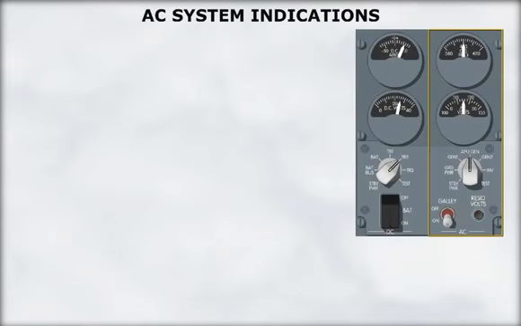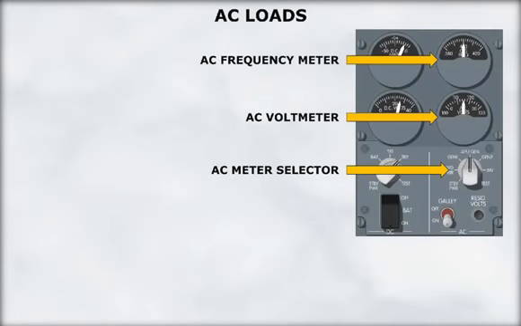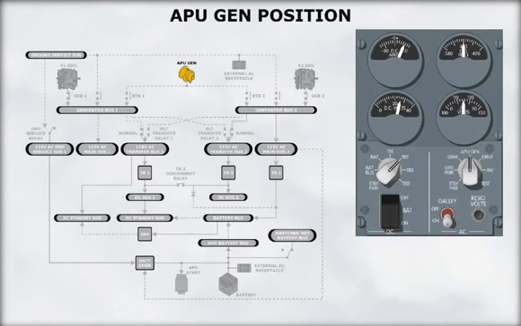Now, let's look at the AC system indications. These meters are used to monitor frequency and voltage. The power source to be monitored is selected by the AC meter selector below the meters. Engine and APU generator output are identical. These generators and the ground power cart normally produce 115 volts AC at a frequency of 400 Hz.